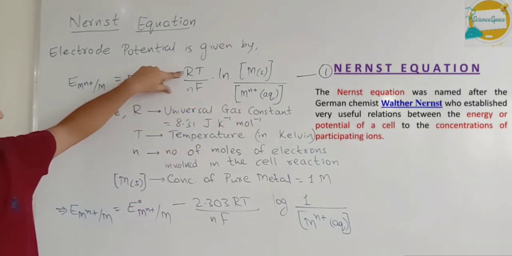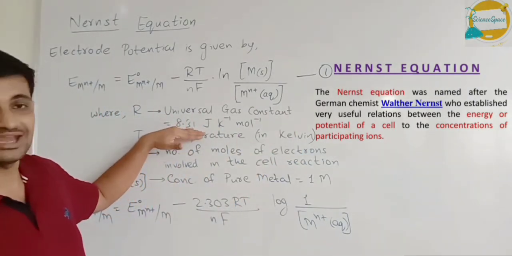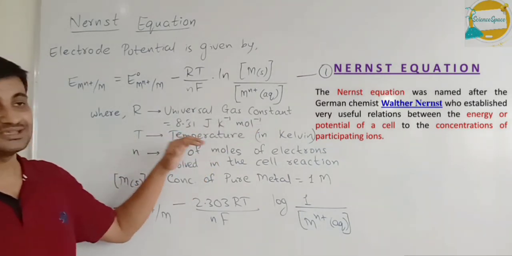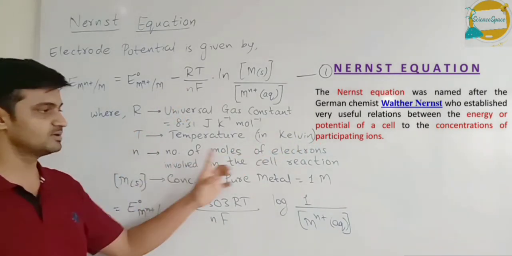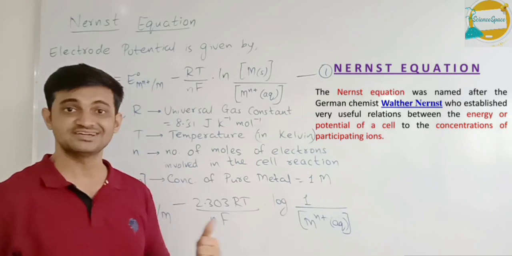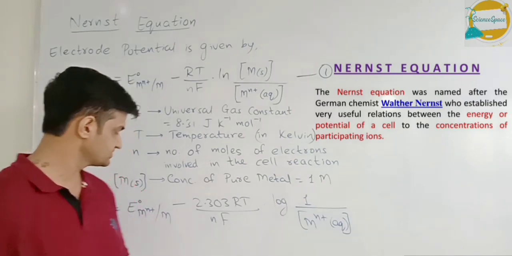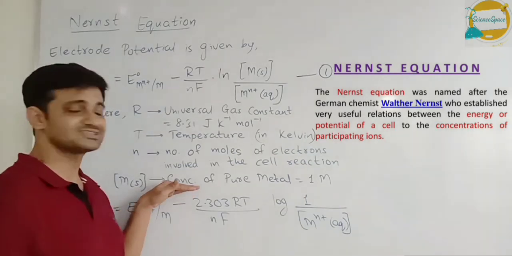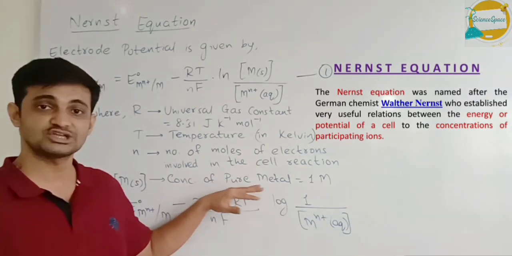So in this equation, this term R represents the universal gas constant which has the value 8.31 joule per Kelvin per mole. Here T represents the temperature in Kelvin. Then n in the denominator represents the number of moles of electrons involved in the cell reaction. When we write the cell reaction as we had studied earlier, the value of n will be the number of moles of electrons. And the last is the square bracket of M. This represents the concentration of pure metal which is taken as 1 molar. This is the standard value for concentration of a pure metal.